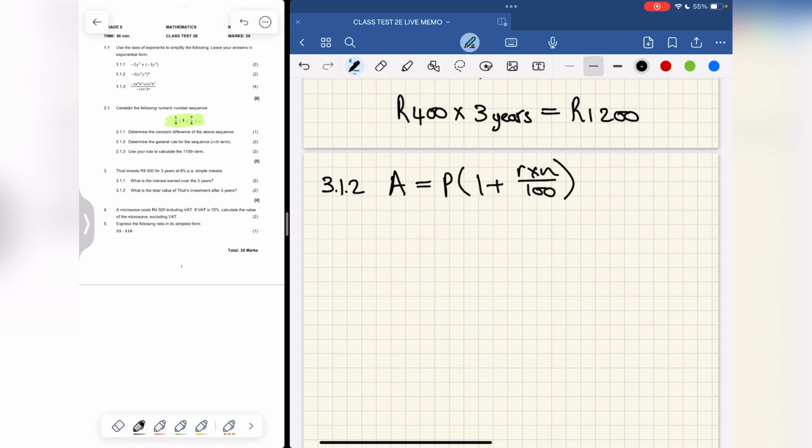Okay, so here my A of course represents my final amount. And my P represents my principal amount, in other words, the amount at the beginning. And of course, my R and N here stay the interest rate and number of years.